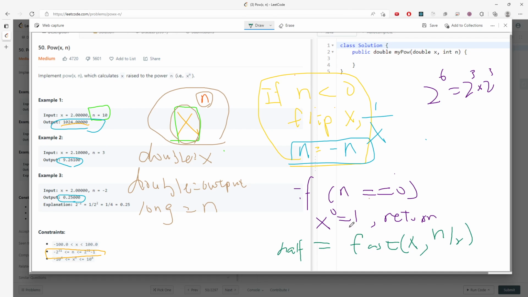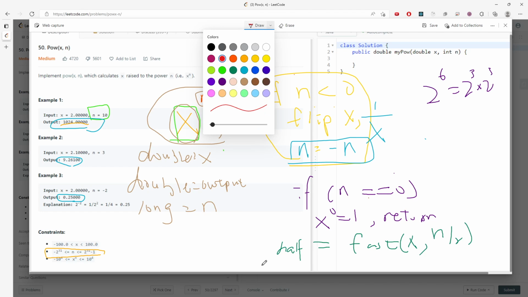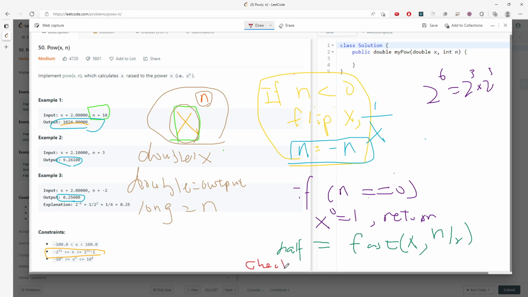So check n mod 2 is actually equal to 0, which is an even number. Then I can say return half times half, right? If this is an even number, 6 is an even number, it's going to be 2 to the 3 times 2 to the 3, right? Which is what? Half times half.